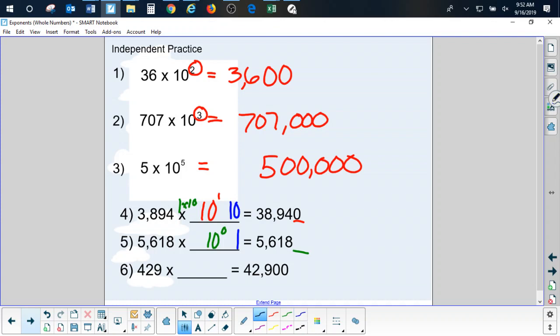And in the last problem, there are 2 zeros. So I could write it as 10 to the power of 2, or 10 squared. I could also write my answer as 100. Or I can write my answer as 10 times 10. Any of those answers are correct.